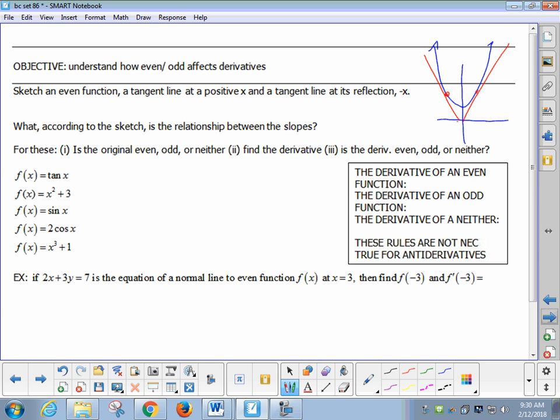What does it look like the relationship between the slopes is? Give me one relationship. Opposite, opposite sign. What about reciprocal? We often, almost always say that right after. Opposite reciprocal or just straight up opposite?